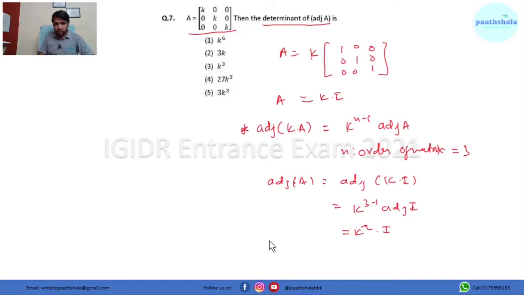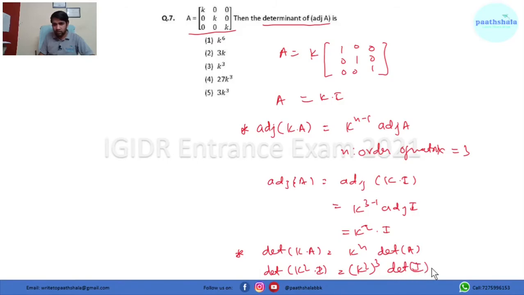Okay, now the next property that we are going to use here, that is determinant of K into A is basically K to the power n determinant of A. I think in the previous question I told you this thing. Okay, so here determinant of K square I will be K square to the power 3 times the determinant of the identity matrix. And determinant of the identity matrix is always 1. Okay, so this will be K to the power 6 into 1. So the answer will be K to the power 6. So the right option is the first one.